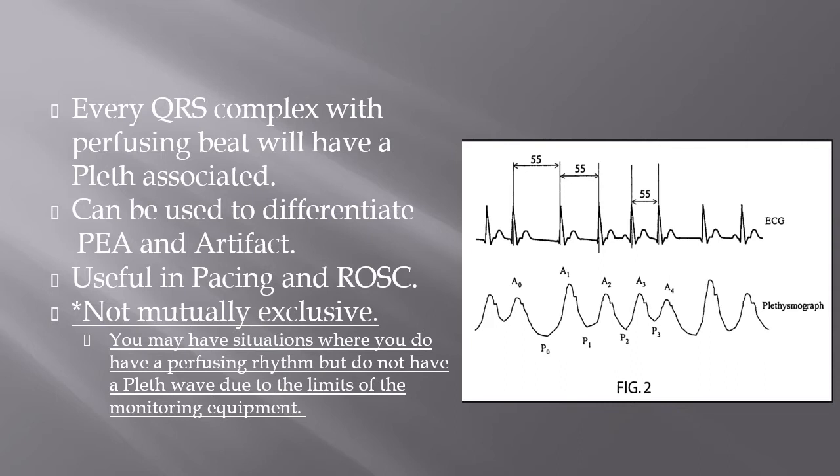While pacing, if we have a correlating Pleth associated with the QRS complex, we know that we have mechanical capture. As well, even if we have a patient with very low blood pressure, if we have a corresponding Pleth with return of spontaneous circulation, we know that we have mechanical movement of the heart. One thing to note with this is that they are not mutually exclusive. You may have situations where you do have a perfusing rhythm but do not have a Pleth wave due to the limitations of the monitoring equipment.